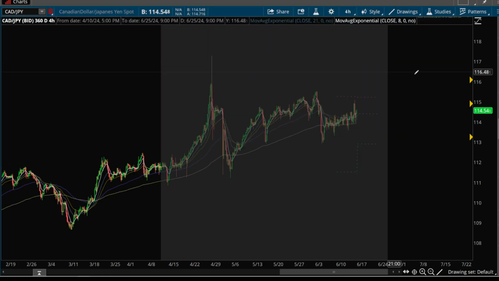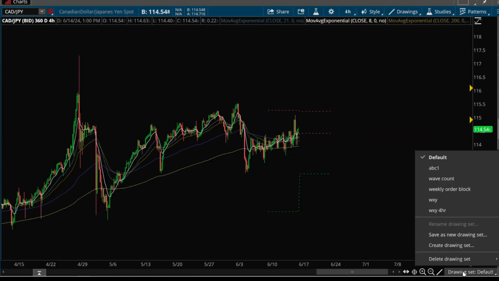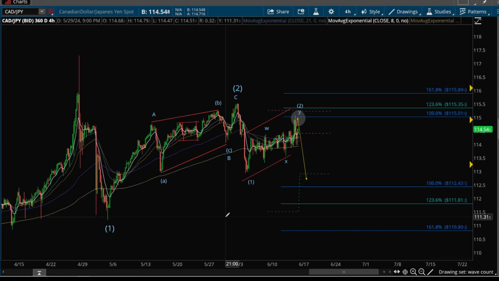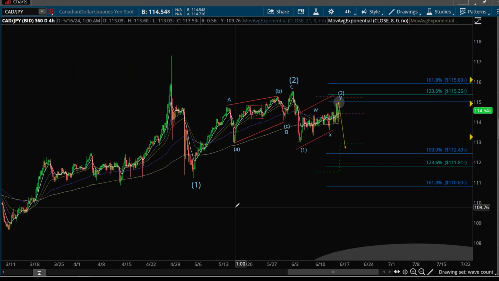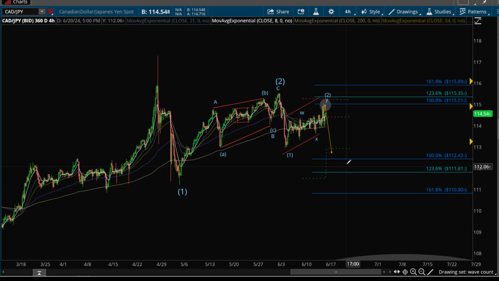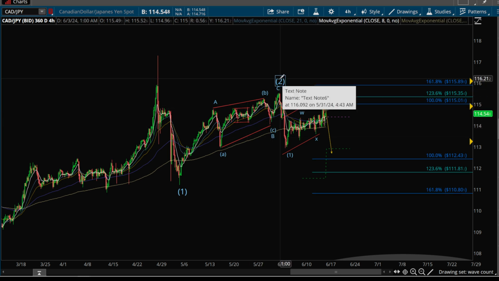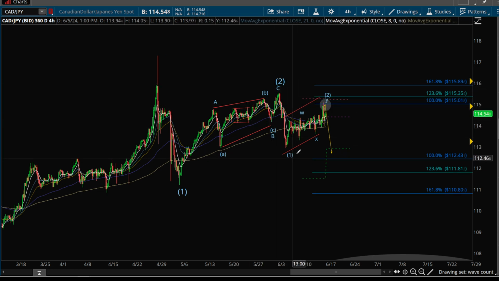CAD yen was traded a week, right? And when we put a count on this thing, we're looking for this. A wave 1 down. You got an A, you got a B, you got a C for wave 2. Now you're starting at lower degree 1, 2.